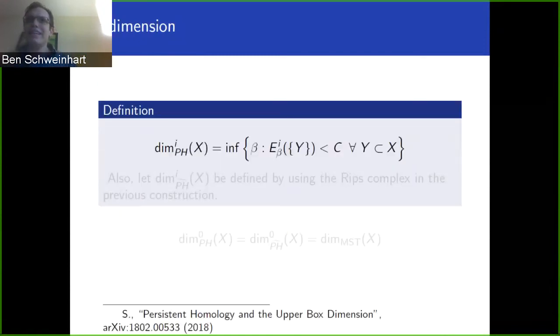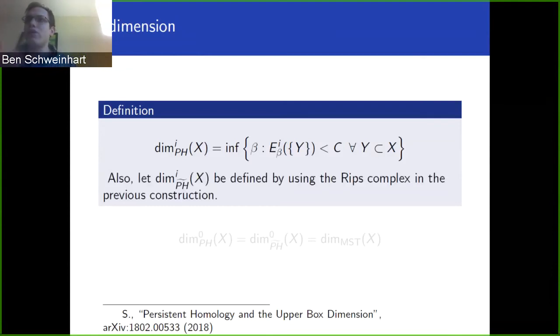And then we can define the persistent homology dimension. So then we look for the cutoff so that the beta weight of any subset, we could look at finite subsets, we could look at arbitrary subsets. Stability of the bottleneck distance says that this will be the same quantity. So we look at the cutoff for the beta for which, for anything less than that, we can find subsets where the beta weight is arbitrarily high. For anything greater than that, the beta weight will always be uniformly bounded. So that's the definition of the ith dimensional persistent homology dimension.